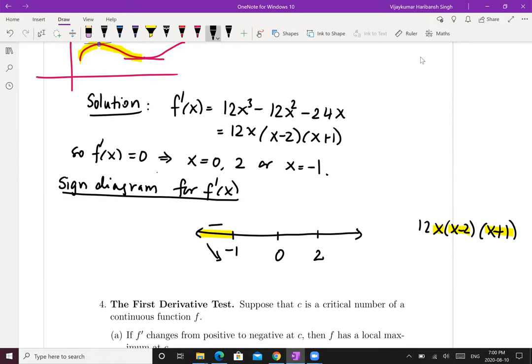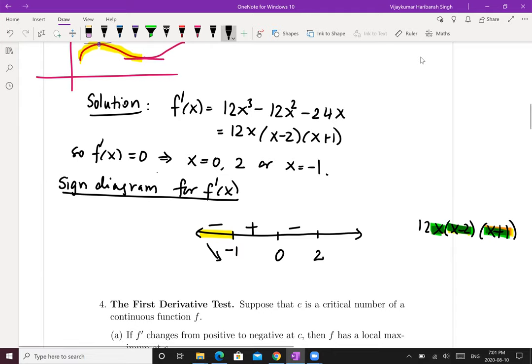Now let's take a point of our choice between minus 1 and 0, excluding the endpoints. Let's take minus 0.5. When we take minus 0.5, this is negative, this is negative, but this guy is positive. So two negatives multiplied together give you positive. Similarly, let's take a point between 0 and 2, let's take 1. Substituting 1 makes this positive, 1 minus 2 is negative, 1 plus 1 is positive. So one negative makes it negative.